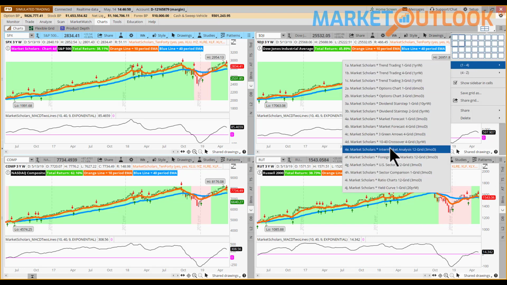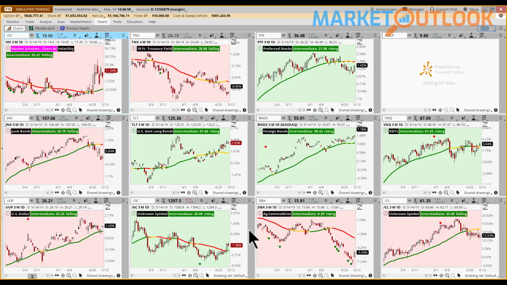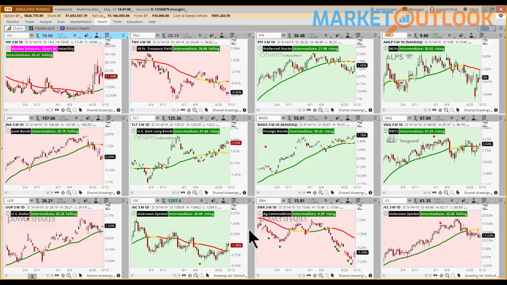All right, let's now take a look at some of our 12 grid analysis. This first set of 12 grids is going to be our intermarket analysis 12 grid. And remember, when we're looking at these 12 grids, the background colors of the charts will tell you whether the intermediate term posture of the market forecast technical indicator is signifying a bullish posture or a bearish posture.